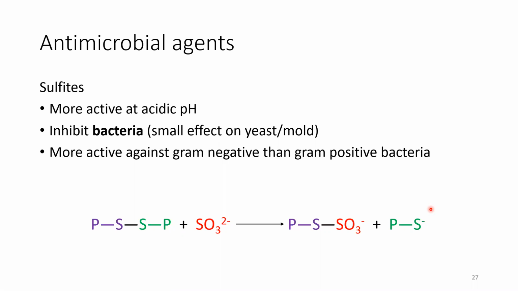Sulfites, in addition to being antioxidants, can be antimicrobial agents. Just like the acids, they're more active at acidic pH values. They inhibit bacteria, probably by interfering with disulfide bonds.